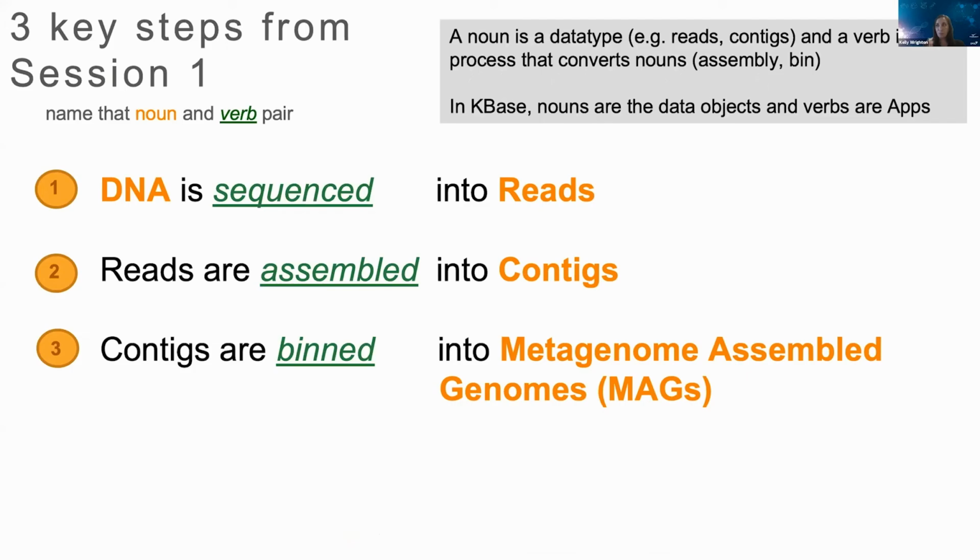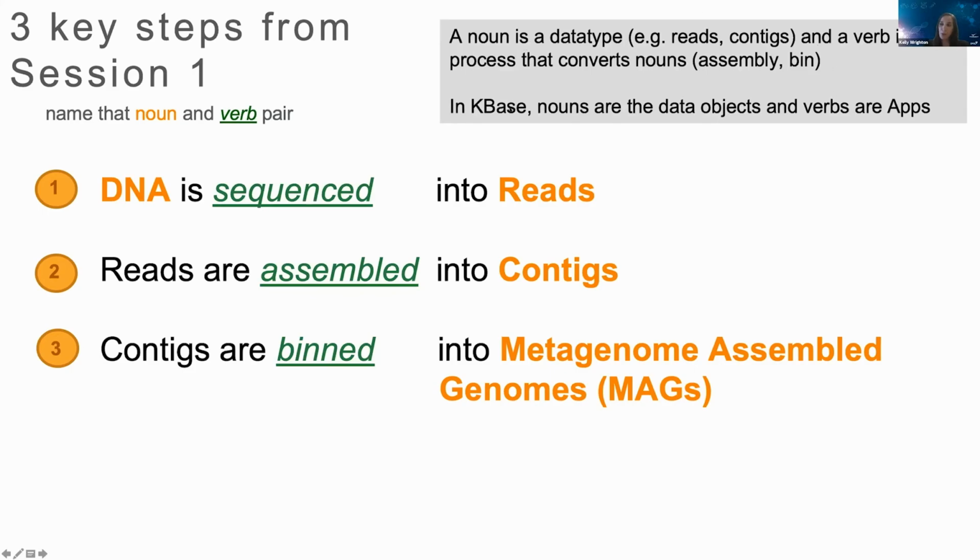DNA is sequenced into reads. The reads, which are 150 base pairs, are assembled into contigs. The contigs can be anywhere more than 1,000 base pairs, typically. We like them even greater than that, at like 10,000. Contigs, those fragments now of genomic information, can be binned into bins or metagenome assembled genomes, or MAGs. A noun is a data type. A verb is a process that converts a data type.